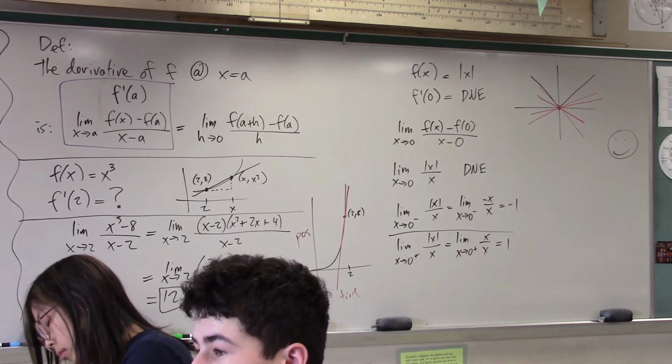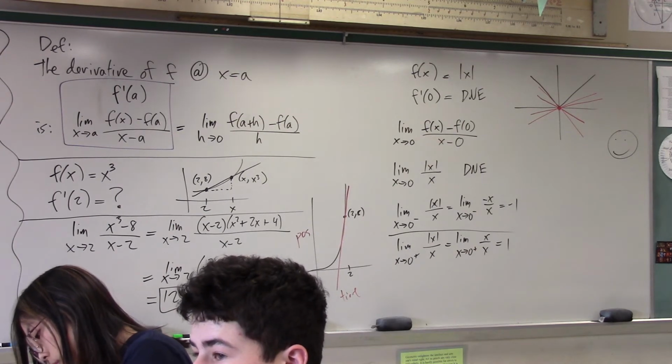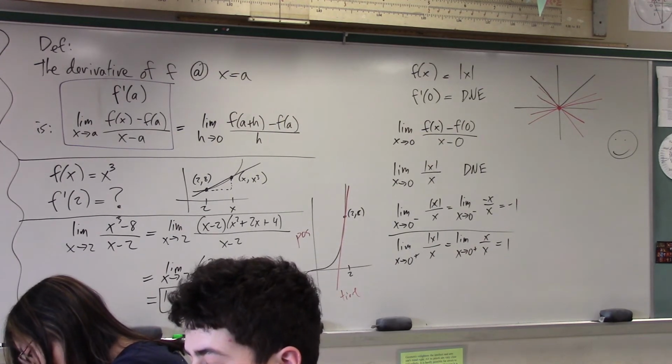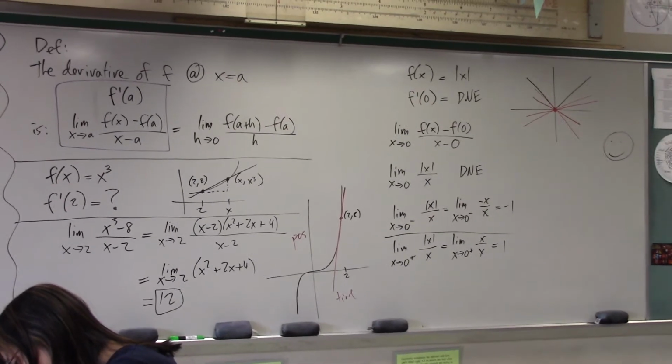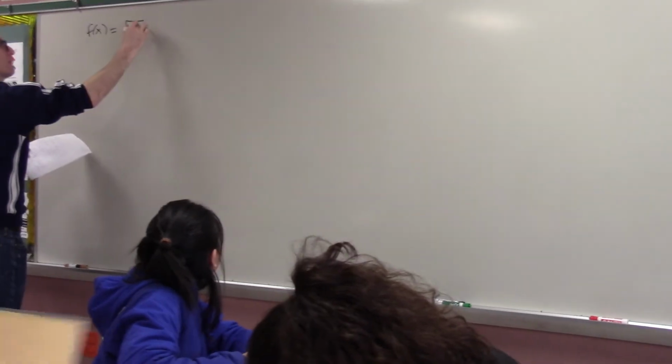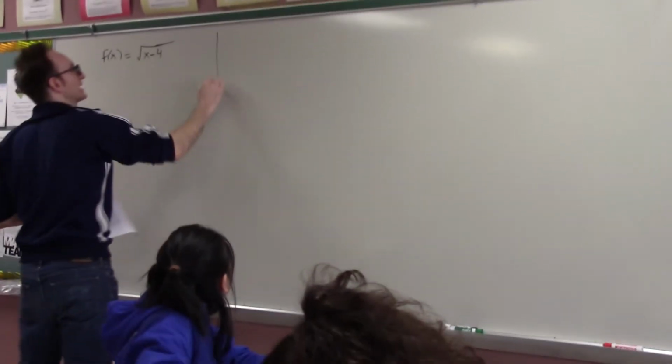I want to do one more thing before the bell rings. Suppose I have some function. Here is the function: f of x equals root x minus 4. And now, suppose I want to know, so we know what this function looks like. It looks like this, right?